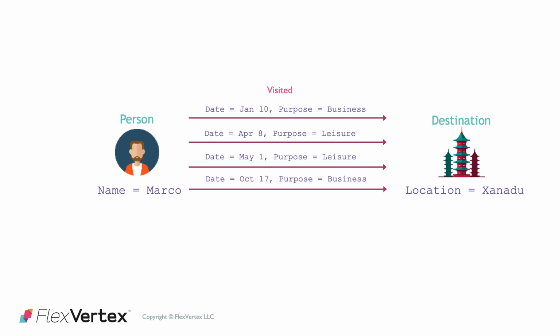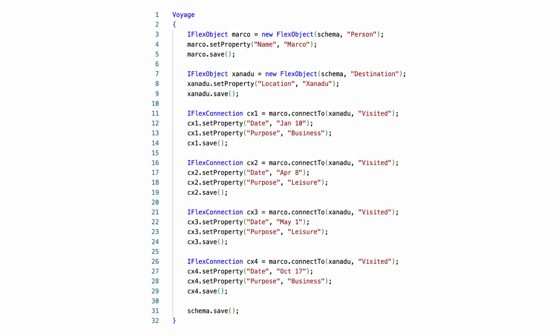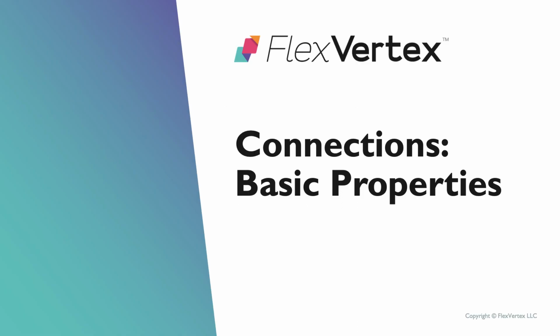Things get even more intriguing when we adjust our database design to keep track of multiple visits by Marco to this destination. For each of these visits, we can store its date and purpose. Here's the simple Voyager code that creates the person and destination objects and establishes 4 named connections between them. Each connection has a date and purpose defined for it.